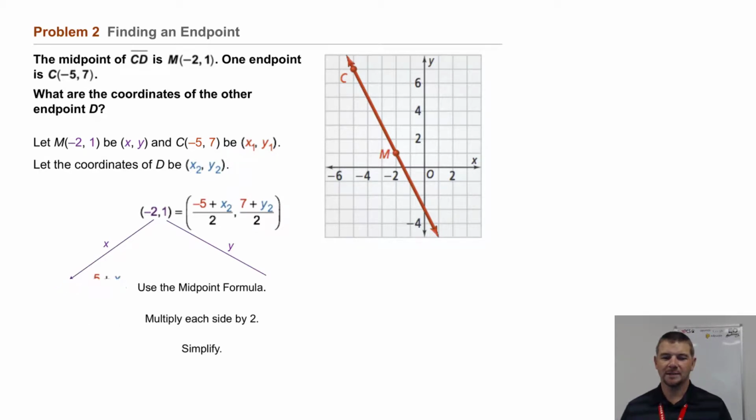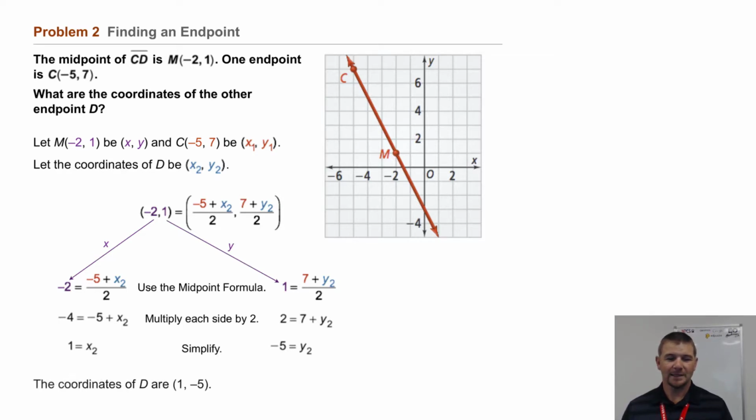A similar process to solve for y, we'll set our y value from the midpoint, that's 1, equal to the y coordinate, 7 plus y sub 2 over 2, and use inverse operations, multiplying each side by 2, and simplifying to find that y sub 2 equals -5. Now we know x sub 2 and y sub 2, those were the coordinates of our unknown endpoint D, so we can state the coordinates of D are 1, -5.